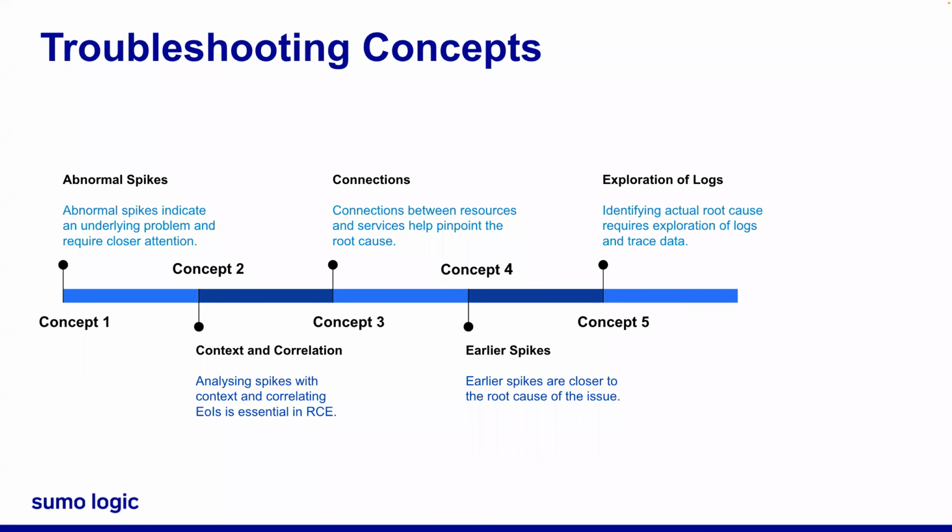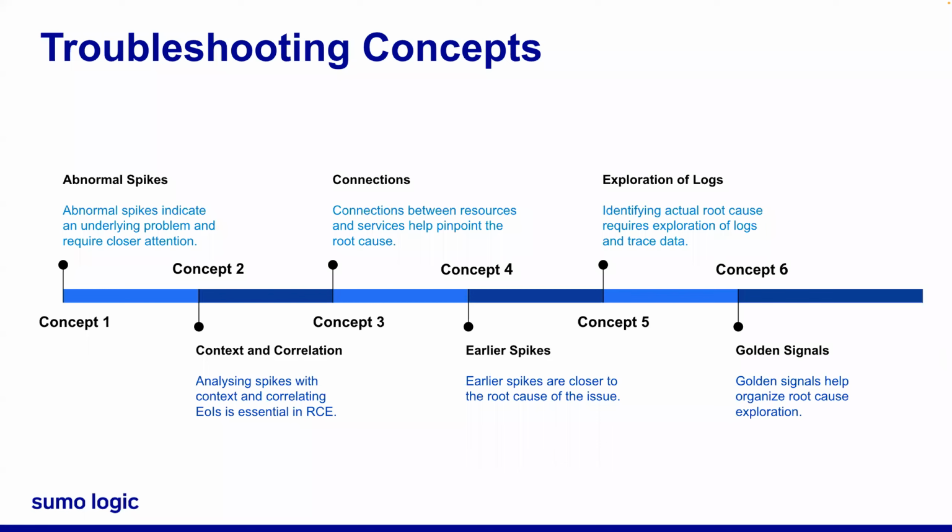Two more. The fifth one is the exploration of logs as well as trace data. Identifying the actual root cause is going to require exploration of log and trace data. And so we're going to need to drill down the event logs and trace the actual root cause based on previous analysis to help pinpoint the actual root cause.